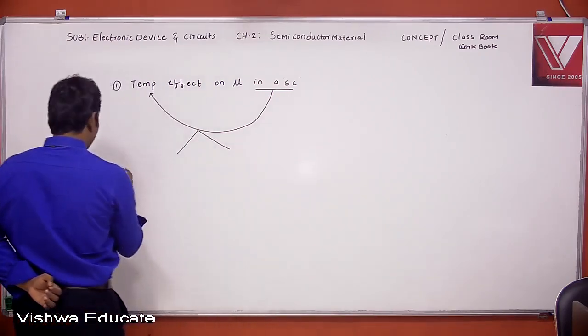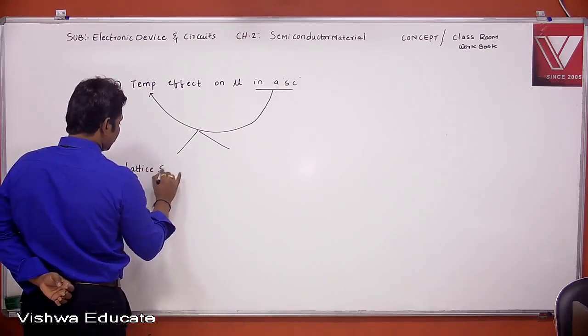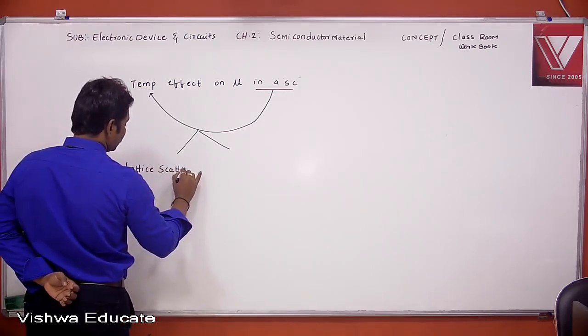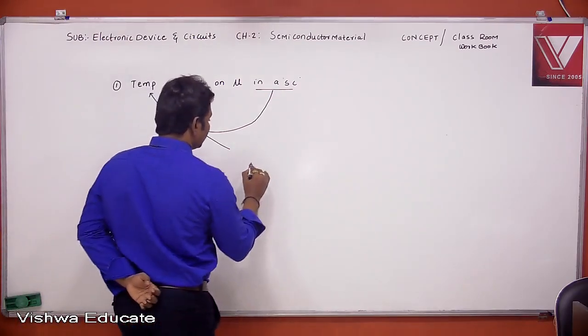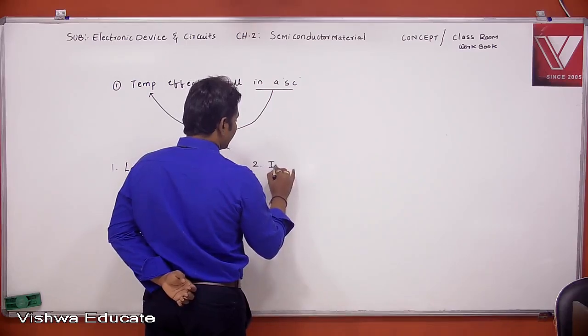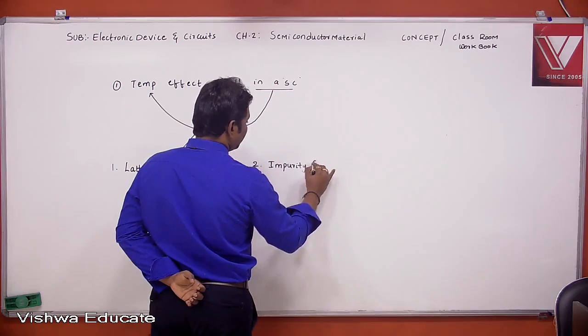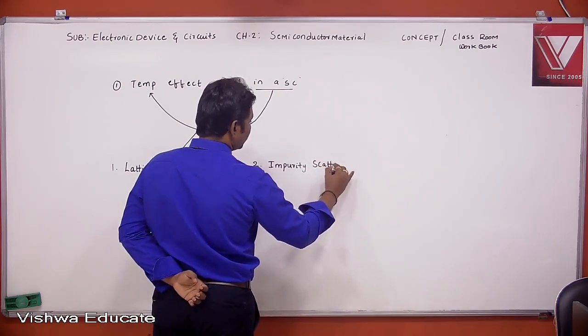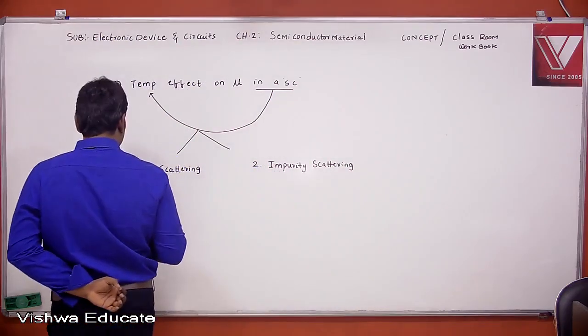One is lattice scattering, and another one is impurity scattering. So first I start with lattice scattering.